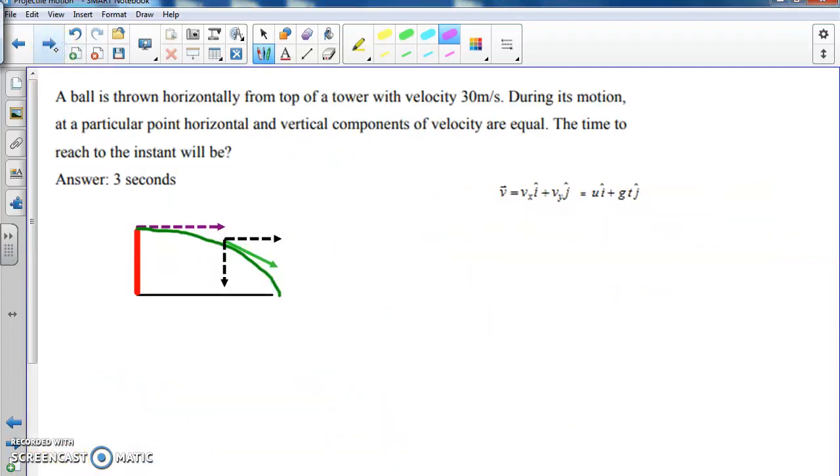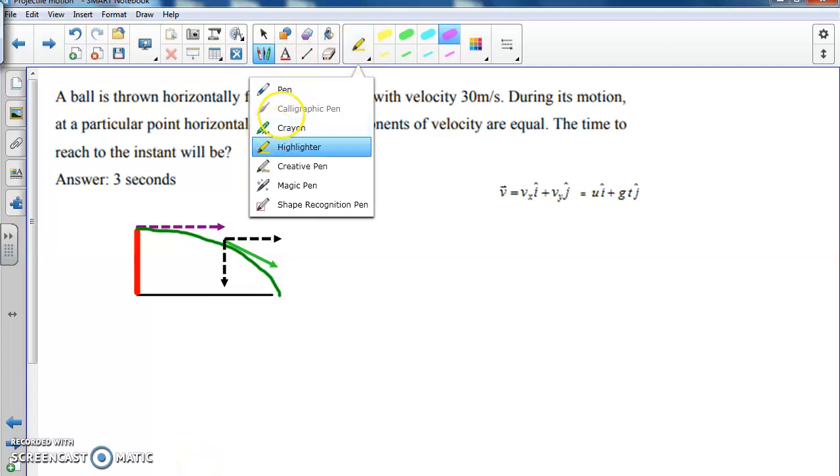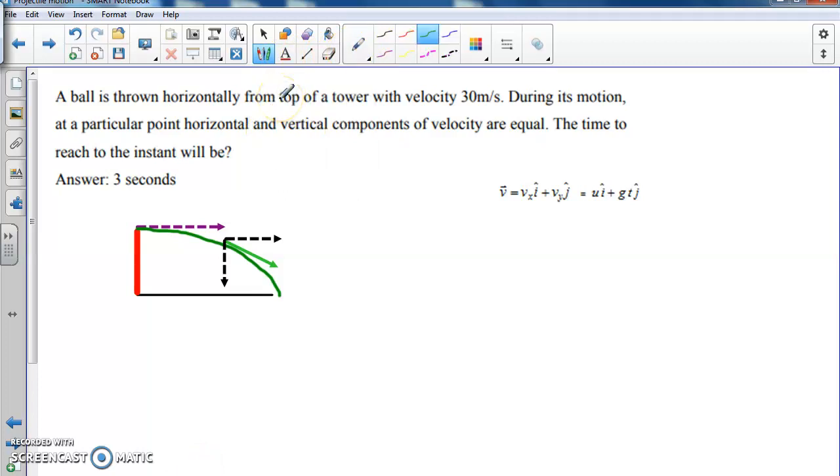Next problem. The ball is thrown horizontally from top of a tower with a velocity of 30 meters per second. During its motion, at a particular point, horizontal and vertical components of velocity are equal. Now, in a horizontal projectile, the velocity vector v is equal to u times i cap plus gt times j cap, that means its horizontal component is u and vertical component is gt.